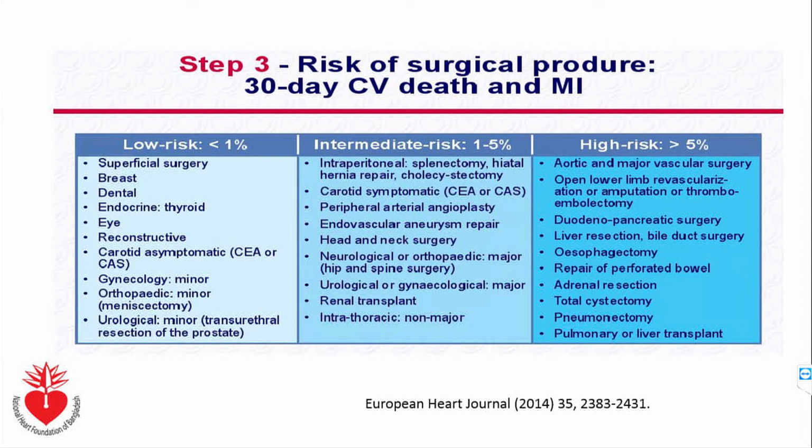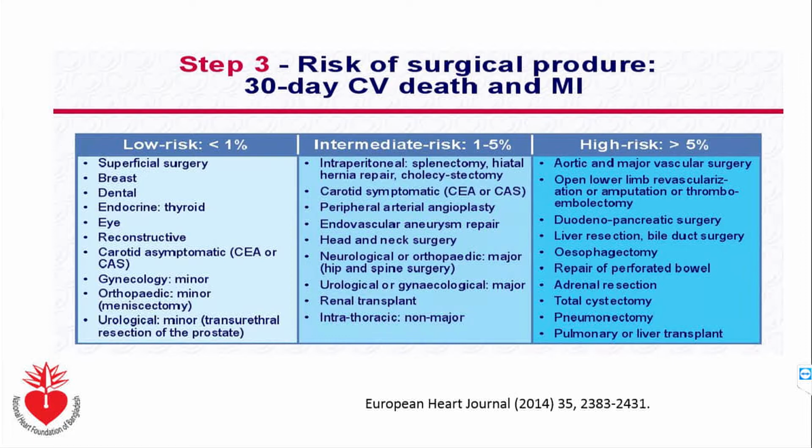Intermediate risk surgeries are those where the peritoneum is exposed and the operation time is less than 30 minutes. High risk surgeries are those where cardiac complications occur in more than 5% of patients, mainly where the peritoneum is exposed and the surgical time is more than 30 minutes, where bleeding risk is more, and where the surgery is on the vascular system. If the patient has a surgery on the vascular system, this is a high risk patient.